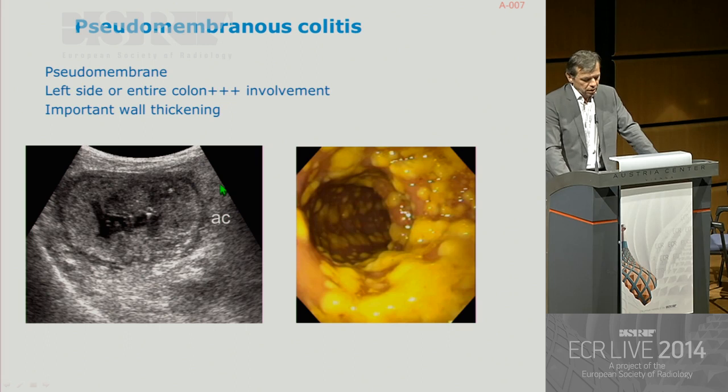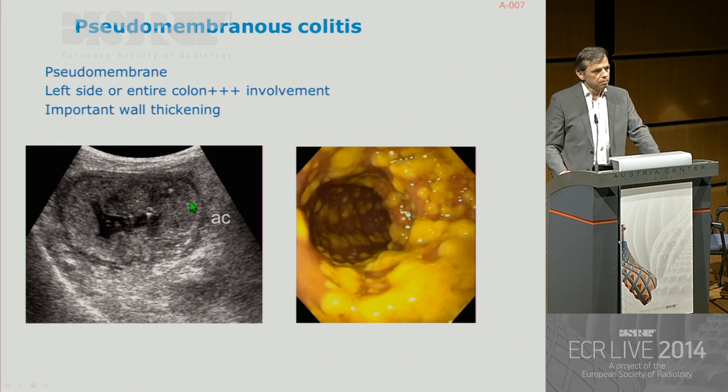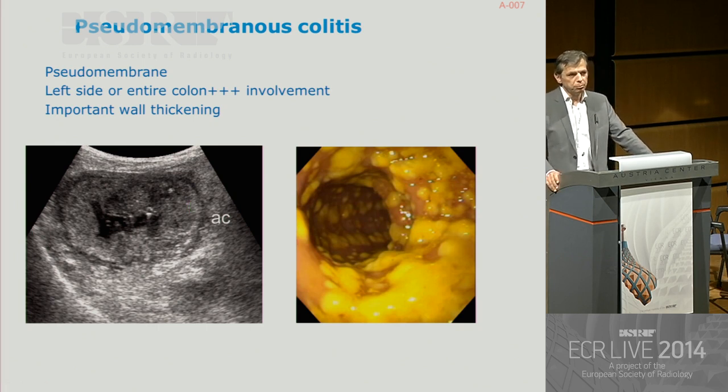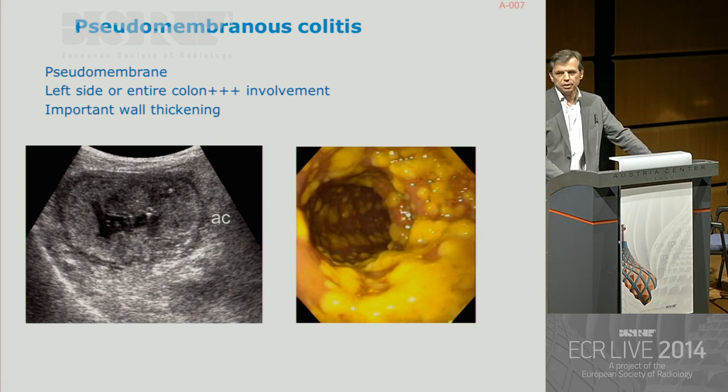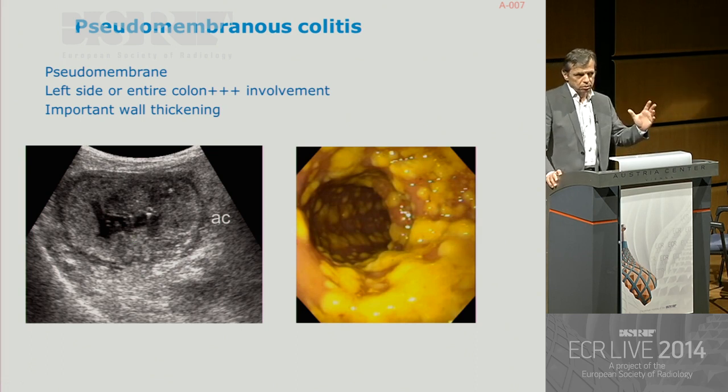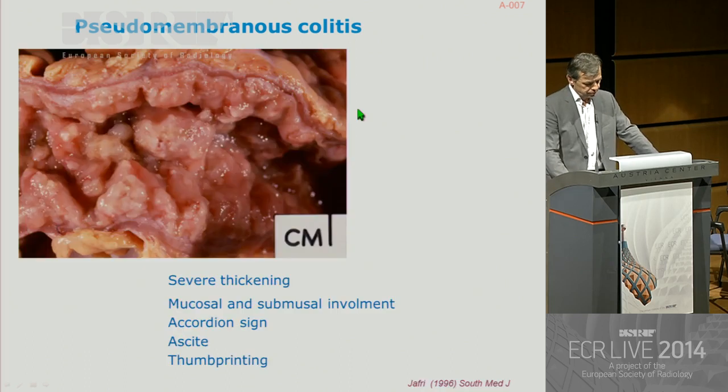What we see in different imaging modalities is a very thick colon wall, more than 10, 12, 14 millimeters, that involves, again, only the mucosa and the submucosa. The muscularis layers are generally respected. This is the membranous aspect that you can see in optical colonoscopy. But the importance of the wall thickening in a patient that is hospitalized or has been treated with antibiotics should be the most important feature.